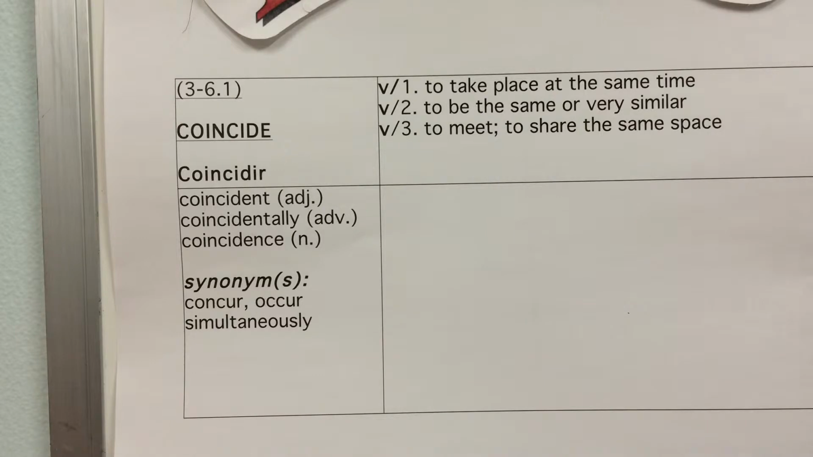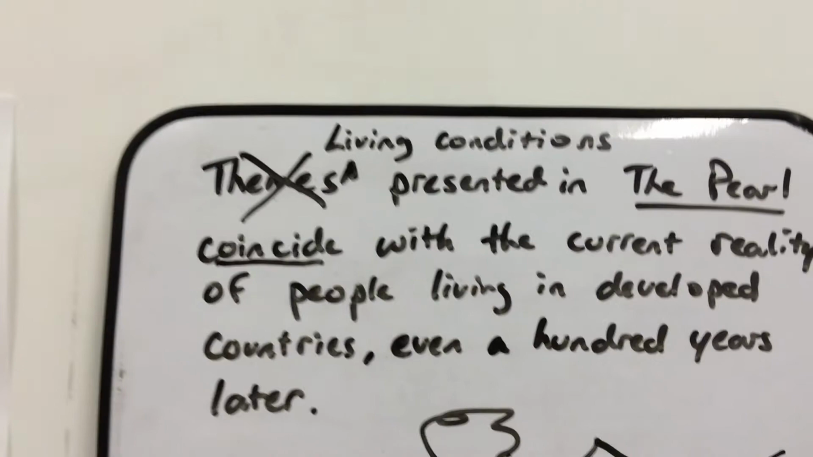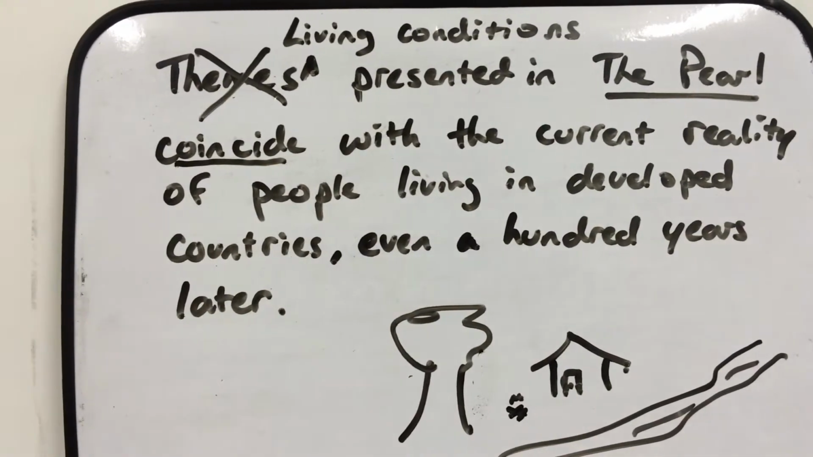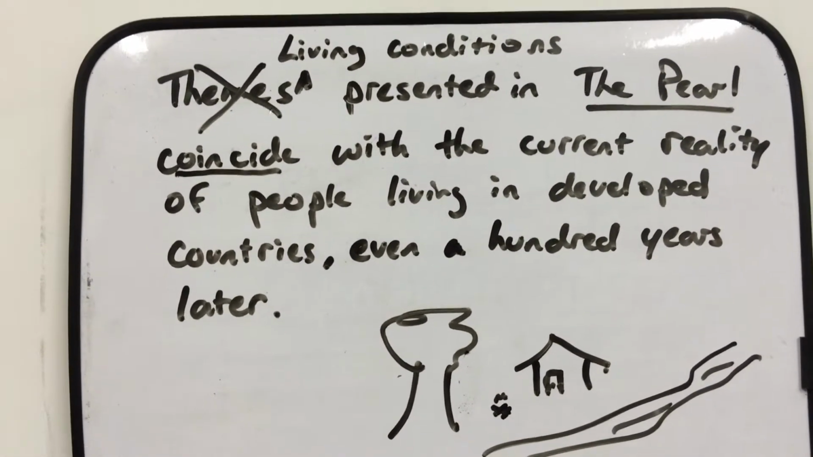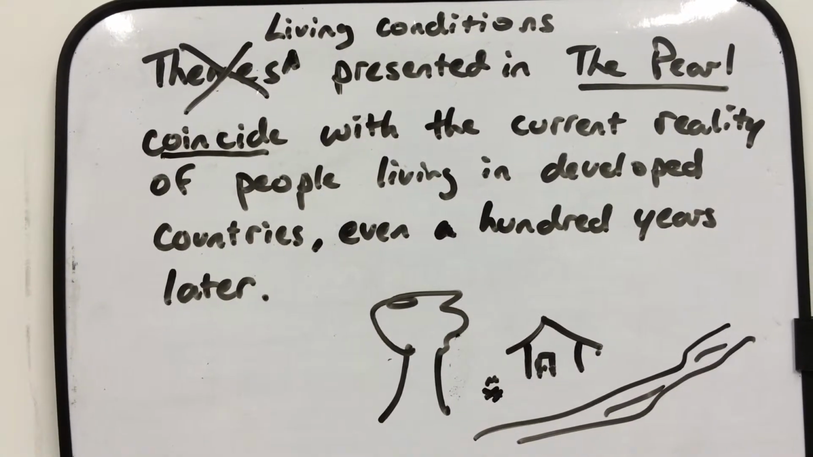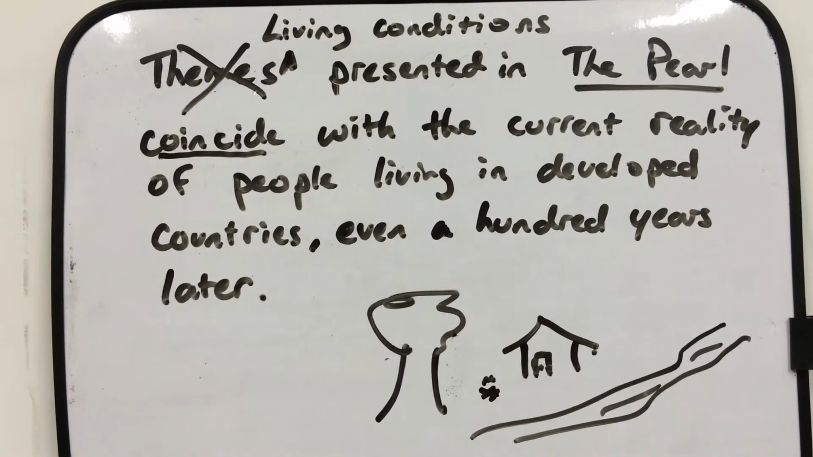The second definition, to be the same or very similar. To be the same or very similar. And so you might have had this sentence given to you by your teachers, but I'm going to change it slightly from last year. They said themes. I want you to change that to living conditions to be more precise. So you want to say living conditions presented in the Pearl coincide with the current reality of people living in developed countries, even 100 years later.